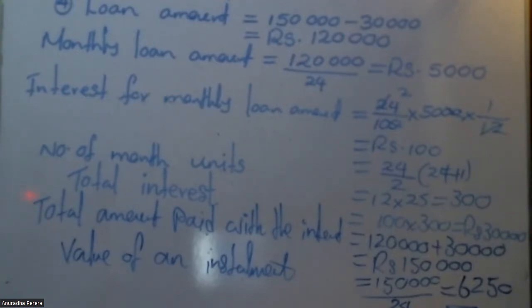Then question number 6. A refrigerator priced at 36,000 rupees for outright purchase can be bought by making a down payment of 6,000 rupees and paying the rest in 24 equal monthly installments of 1,500. If the interest on the loan is calculated on the reducing loan balance, find the annual interest rate.